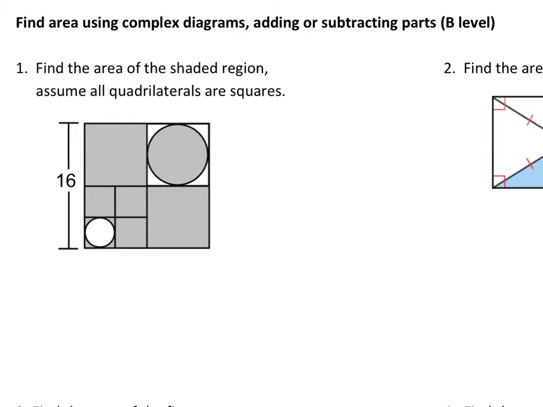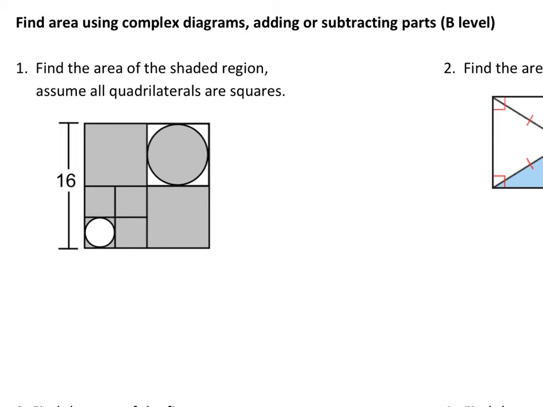All right, so find area using complex diagrams, adding or subtracting parts. This is our first B-level video for this learning target. So the first problem we're going to look at here is this one with the squares and circles. Find the area of the shaded region. Assume all quadrilaterals are squares.